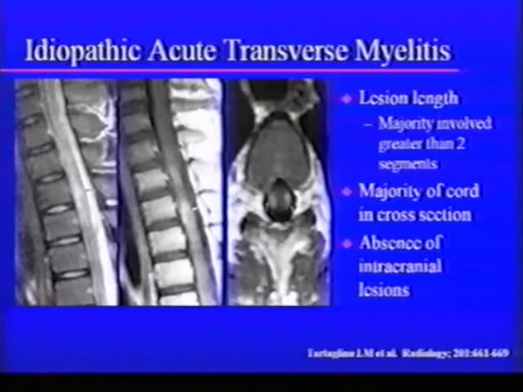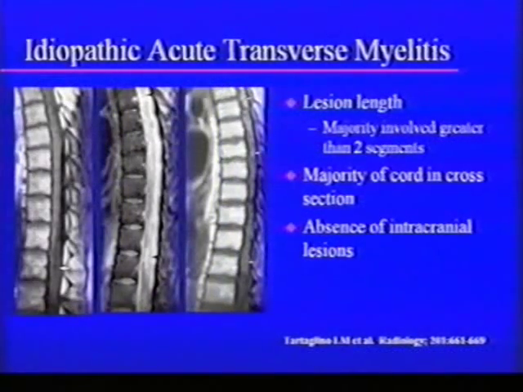The lesion length, the majority of the time, it involved greater than 2 segments, 2 vertebral body segments, and here you see bright extending past 1, 2, 3, 4, 5 segments. Okay? It involved the majority of the cord in cross-section, greater than 50% in the majority of the cases, and there was an absence of intracranial lesions in the majority of the cases. That's in part due to your definition. That's idiopathic. Here's another example of the same thing.